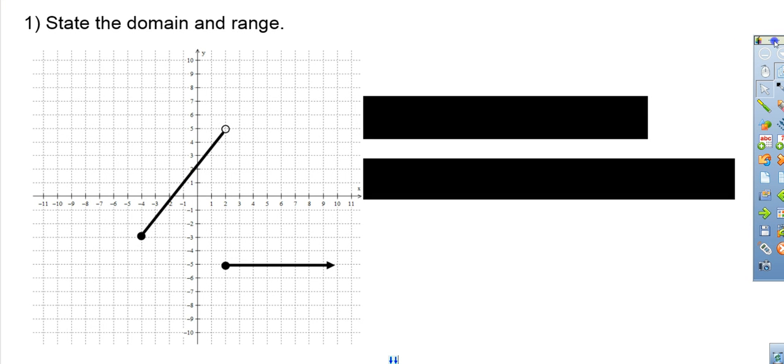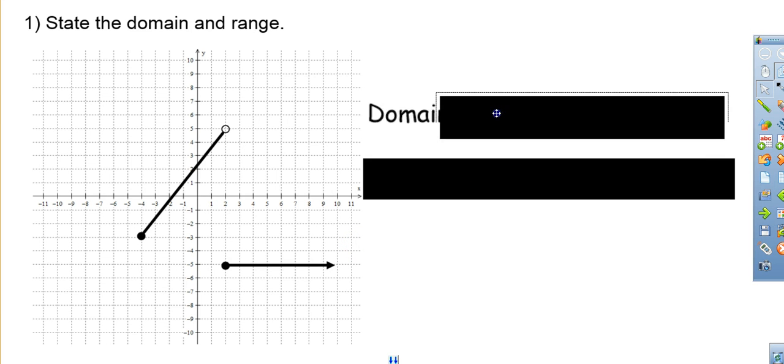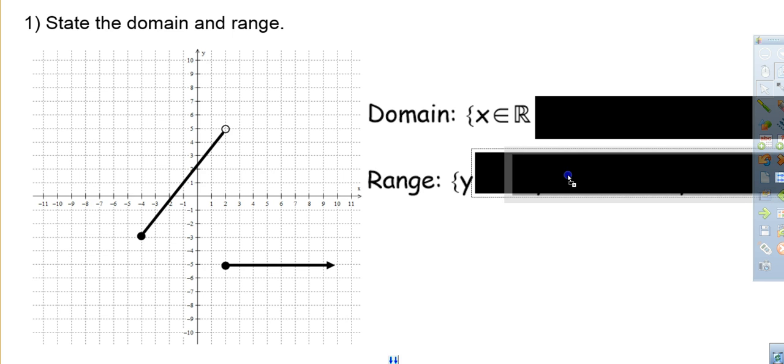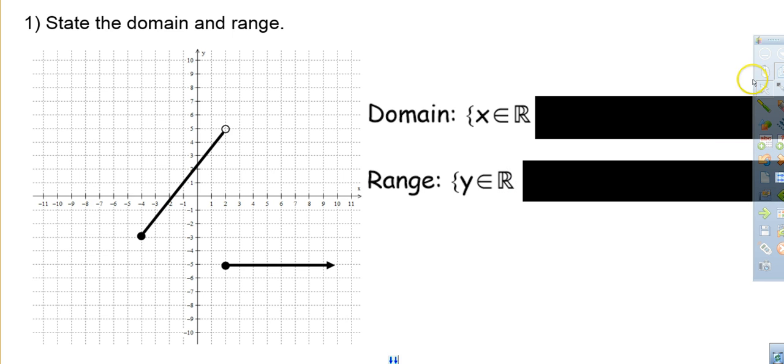Alright, so we'll be stating the domain and range for this function right here. So there is no equation for this function, I just kind of drew it. So first thing, this graph is connected here and here. So there's actually two different pieces. This is called a piecewise function. But because we have lines, I can say that x is an element of the real numbers for the domain and y is an element of the real numbers for the range as well.